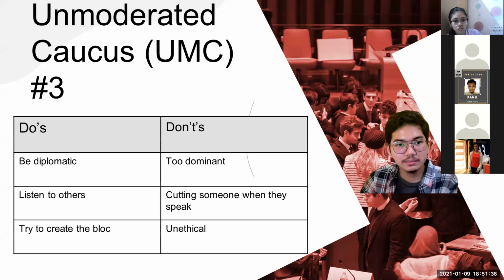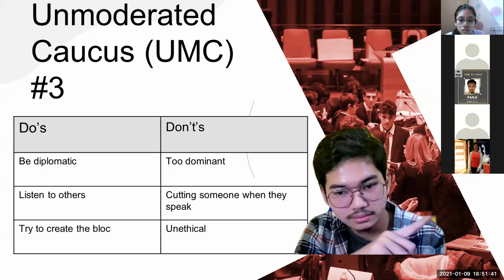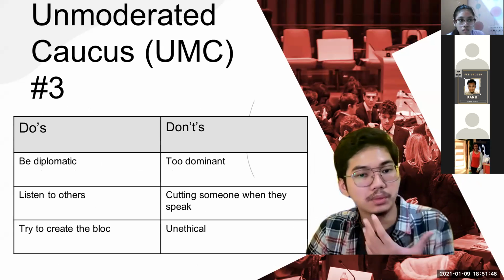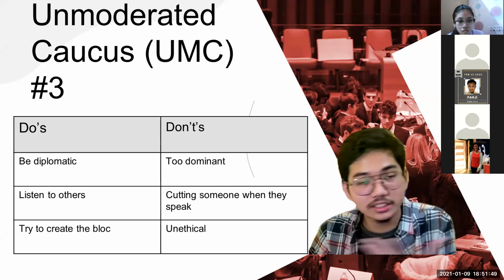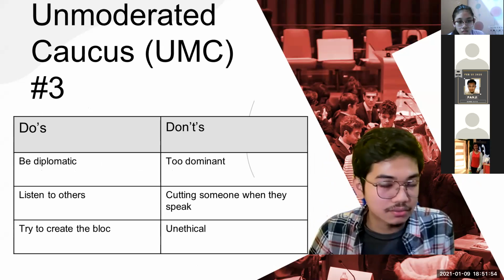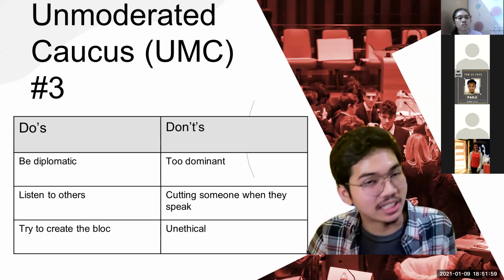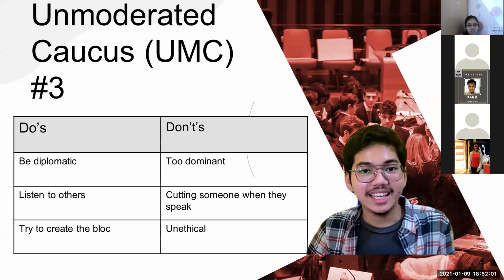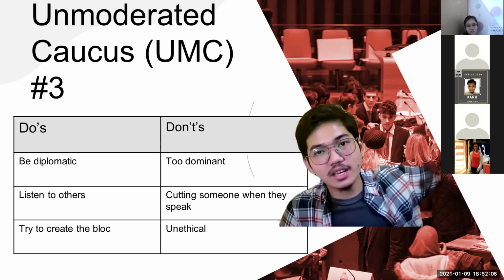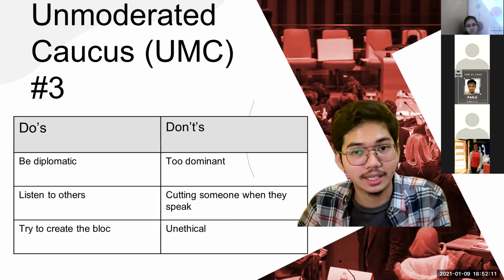Okay, so these are the unmoderated caucus do's and don'ts. Definitely, you have to be super diplomatic, and then you also have to listen to others. Try to create blocks. Don't be too dominant. Don't cut someone when they speak. Don't be unethical. Don't talk about unnecessary stuff during unmoderated caucus, especially in a Zoom conference, because the chair can see you and hear you directly. In an offline MUN, it probably won't happen because the chair is way over there while the delegates are over here. So it's going to be a different case with online MUN.